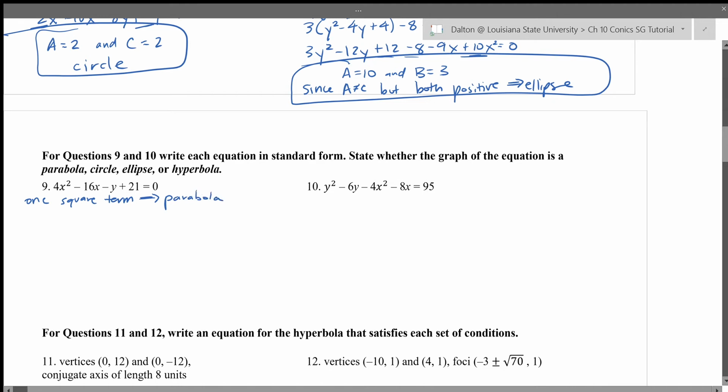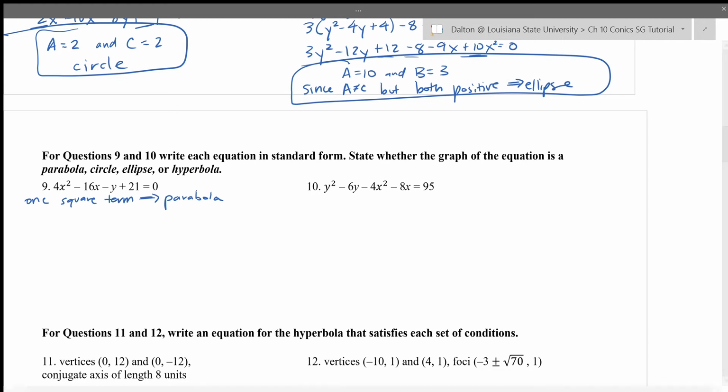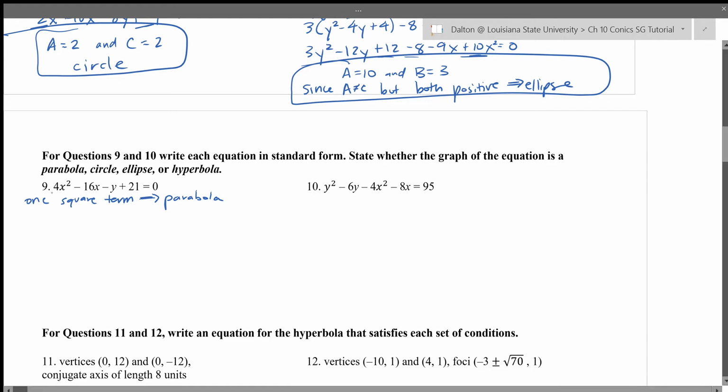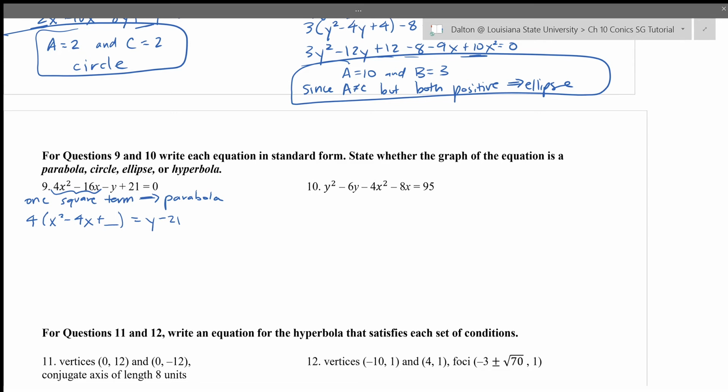To write it in standard form, parabolas have their squared term on one side and everything else on the right side. So I'm going to do a couple of steps in one. I'm going to take these x terms here, leave them where they are on the left side. I'm also going to factor out a 4. So I'm going to have x squared minus 4x. I'm going to leave room for plus c. And that's going to equal, I'm going to put everything else on the right side. So when negative y goes to the other side, it's going to be y. And then minus 21. And then we're going to go ahead and complete the square.